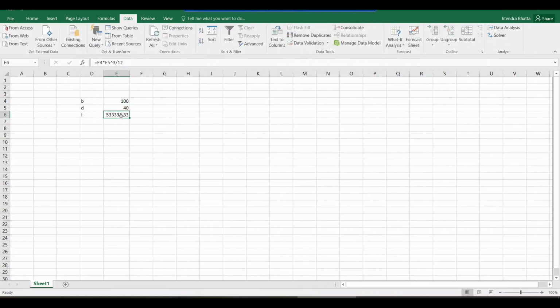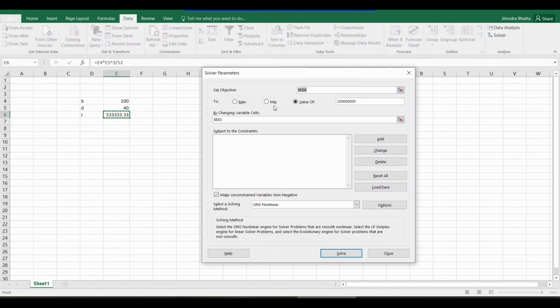Now we have to solve this moment of inertia to be equal to 2 into 10 to the power 8. For this we go to Data, Solver. So we select our target cell, which is this one. We set this value to 2 into 10 to the power 8. That's what we want to solve it for. By changing variable cells, we want to change this variable keeping this 100.